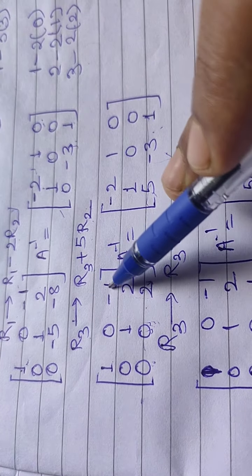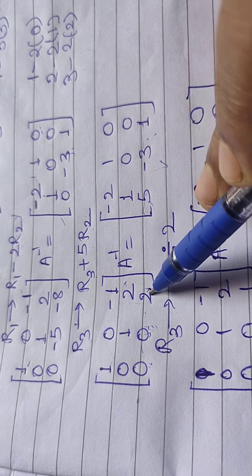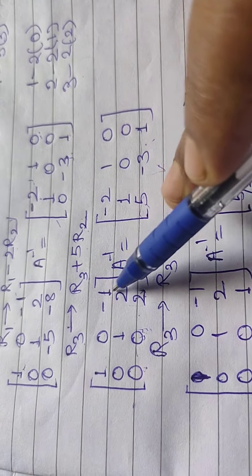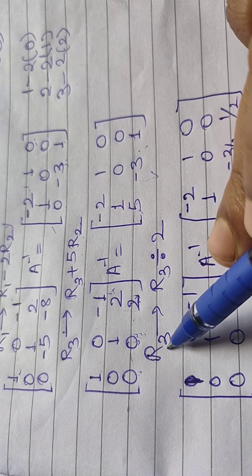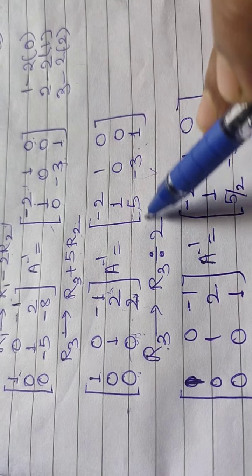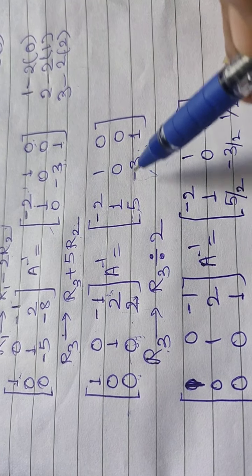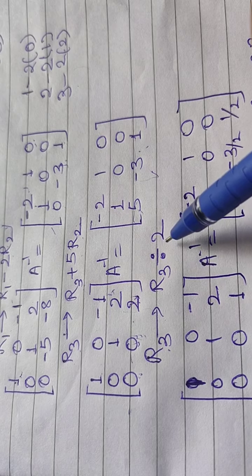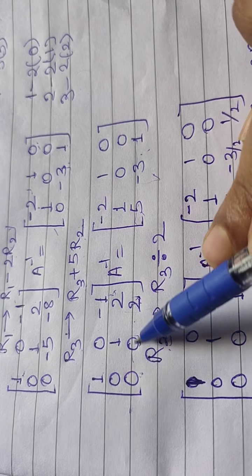Now we want 0, 0 and 1 in the third column. So first of all, try to get 1, and then we will get 0 using that one. To get 1, the simple way is to divide this third row by 2. So I'm going to divide the third row elements by 2. R3 changes to R3 divided by 2.